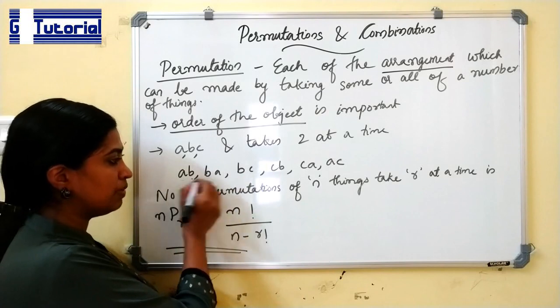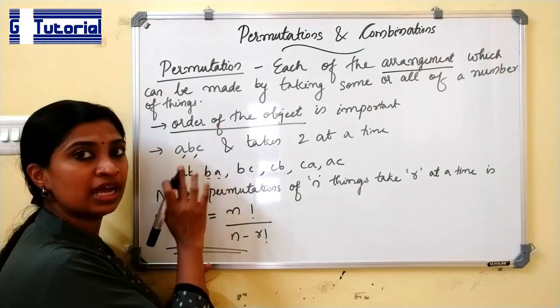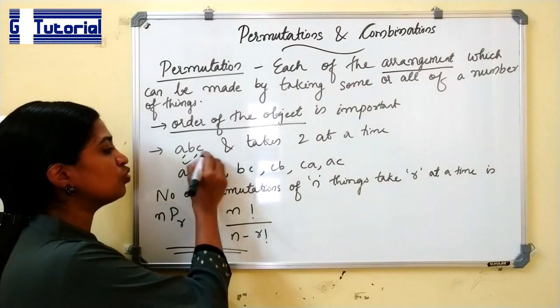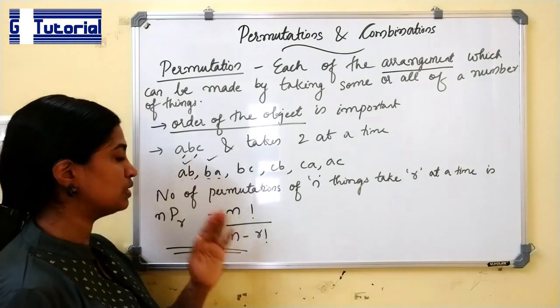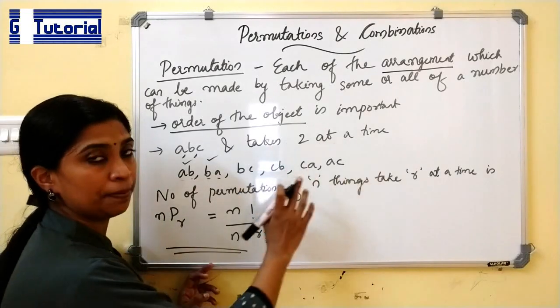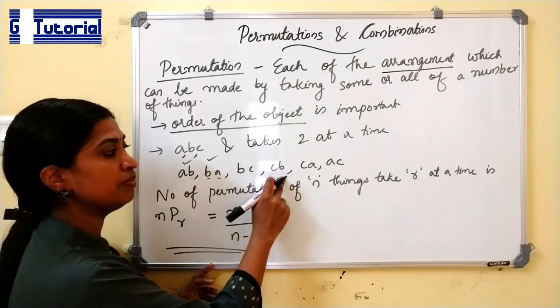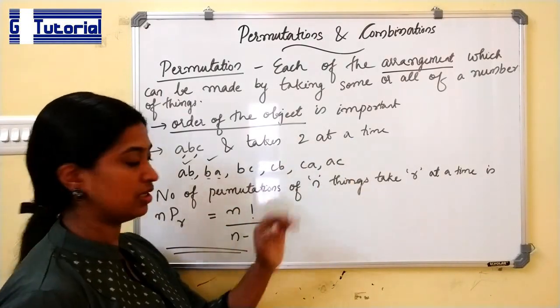There are two things, AB and BA, in these two cases, but the arrangement is different. The order of arrangement is different, so it is treated as two different things. So in permutation, order of arrangement is very important. So for three things, two taken at a time, the possible ways of arranging are AB, BA, BC, CB, CA, AC. So 6 possible ways of arrangement are present.